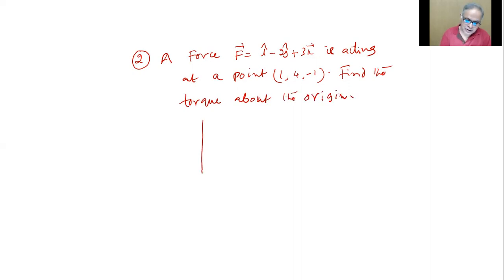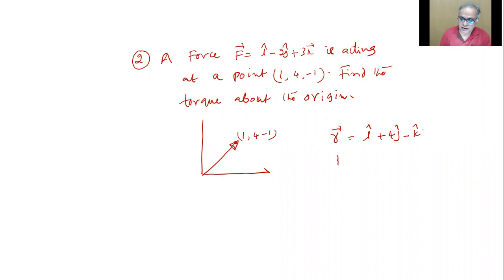So it will be like that, children. This is the point (1, 4, -1). Don't be here, try to understand. I just put it randomly like that. You know where is (1, 4, -1)? Just write R. R will be what? 1i + 4j - 1k.